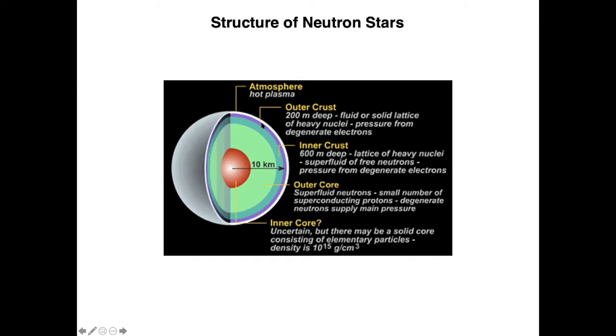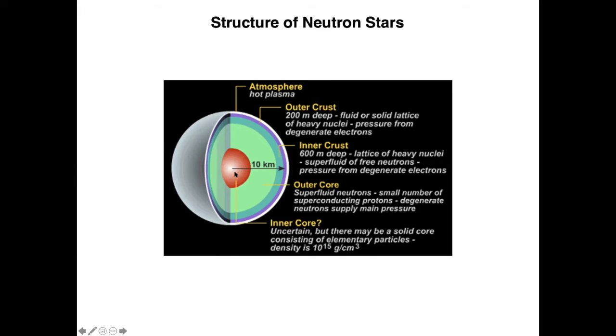Under it, you have an outer crust, which is about 200 meters deep, which is fluid. You have the outer crust, and the inner crust is still dominated by degenerate electrons. And in the outer core, then you have superfluid neutrons. You have a small number of superconducting protons, and the degenerate neutrons supply the main pressure.